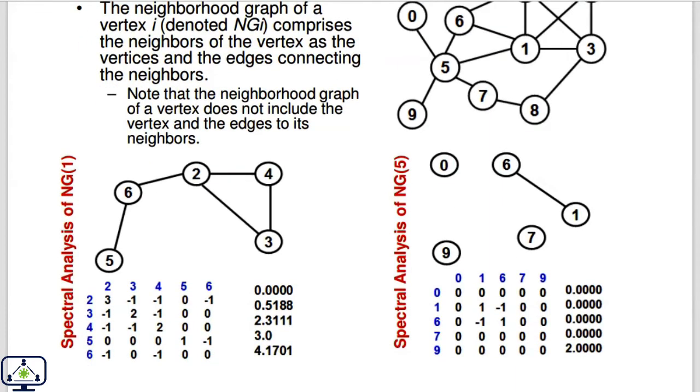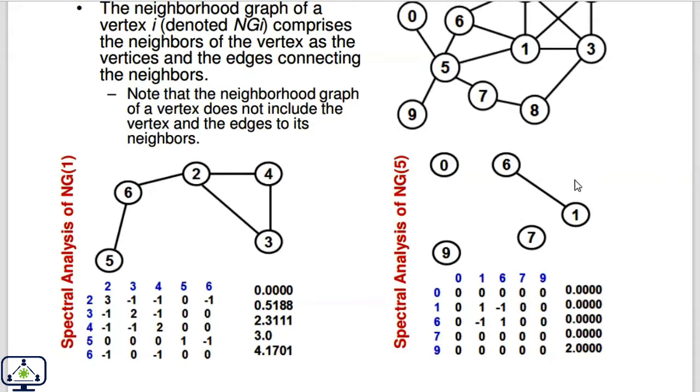I'll just show a couple of cases, and we'll use this graph as a running example in this presentation. We are going to construct what's called the neighborhood graph for each node. Say for node 5, its neighbors are going to be the vertices in that neighborhood graph, along with the edges connecting the neighbors. So 0, 9, 6, 1, and 7 are the neighbors of 5. If you remove node 5, this is the neighborhood graph: the edges connecting the neighbors of node 5.